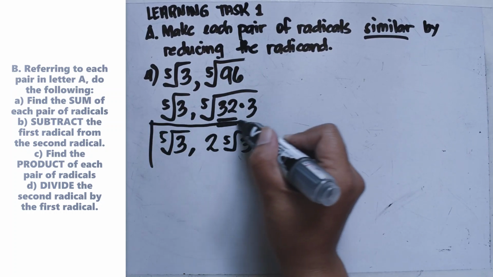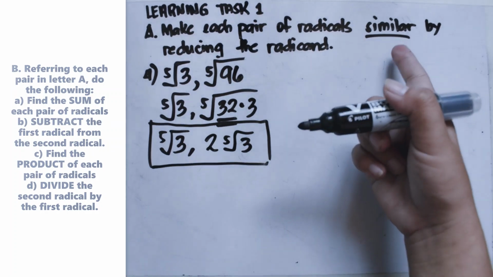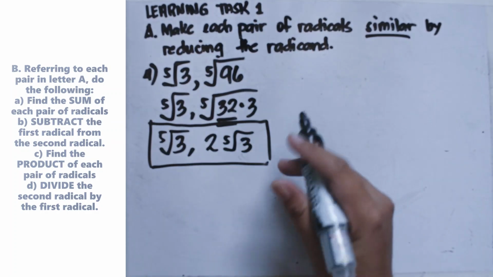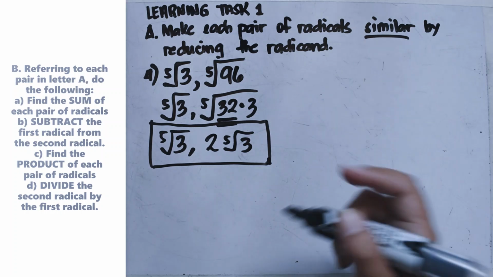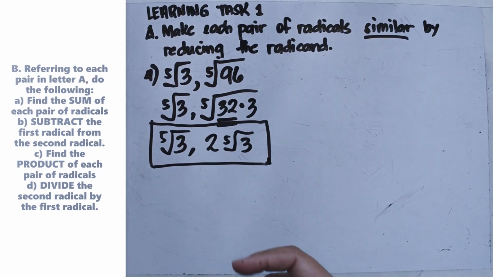So, nagawa na natin yung task sa letter A. Na-reduce na natin yung ating radicand at naging similar radicals na po sila. So, we have fifth root of 3 and 2 fifth root of 3 also. Nakuha. So, yan na po yung number 4. Similar radicals na po sila. Let's now answer letters A to D.